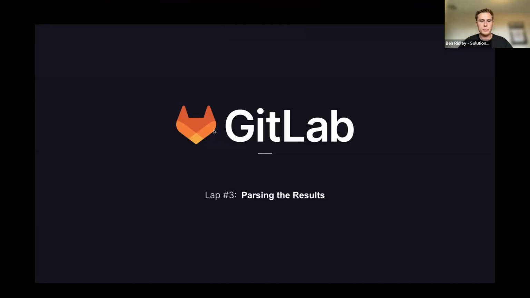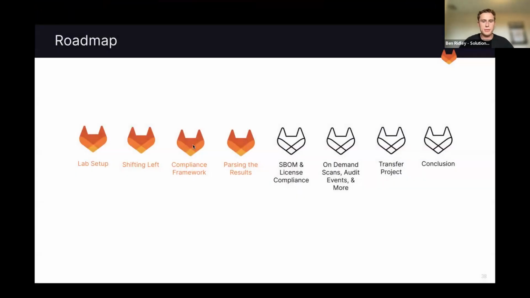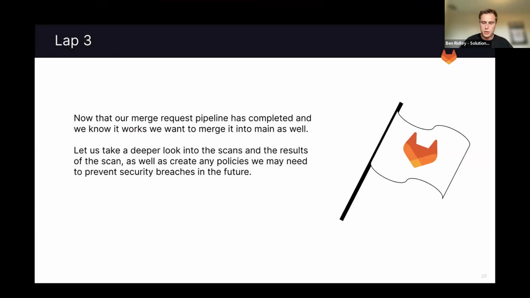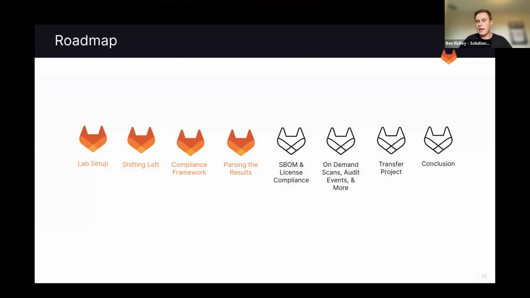All right. Get ready for lap number 3, parsing the results. So here's where we are in the workshop. We've talked a little bit about what shifting left is and how we might enable a shift left philosophy inside GitLab by enabling some security scanners in our pipeline. We've also looked at compliance frameworks. We've set up our own compliance framework inside our project that we created. And now we're getting ready to parse the results of our security scanning that we set up in the shift left section. You should see a poll popping up now.